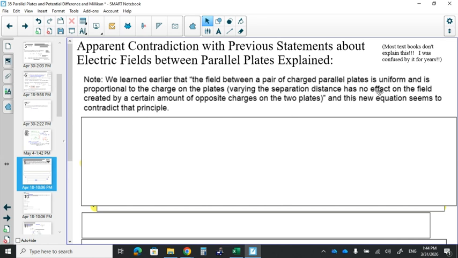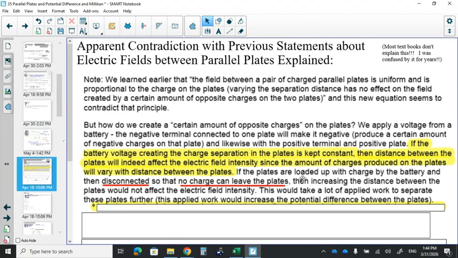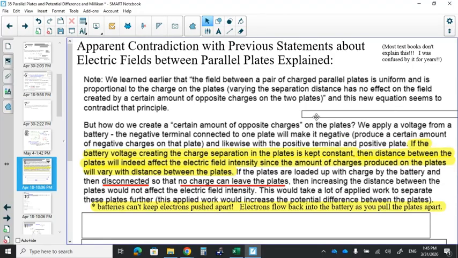And so, we know in this scenario, the logic is that the distance between the plates doesn't matter. But we have this new equation, or this new relationship where it does matter, and it's odd, right? So this is my favorite line here. It's like, if the battery voltage creating the charge separation in the plates is kept constant, then the distance between the plates will indeed affect the electric field intensity, since the amount of charges produced on the plates will vary with the distance between. What that means, if you can think of it that way, is that batteries can't keep the electrons pushed that far apart, right? As you're moving them away, electrons will spill or flow back into the battery. The amount of charge doesn't stay constant in that scenario, and that's just not an obvious thing.